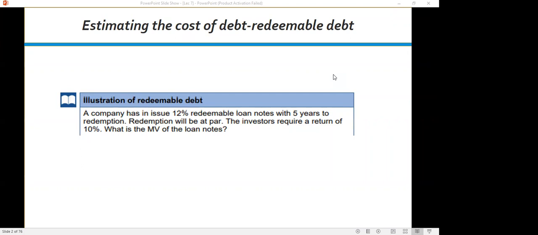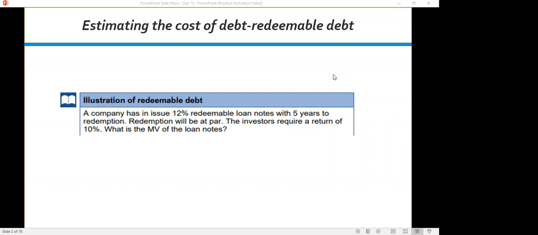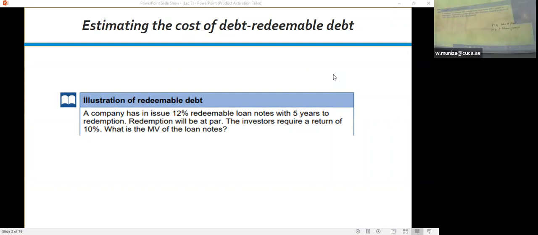Miss, can we repeat that again? I was confused. Can we repeat the calculation again? Yes, sure. If you do have your soft copy of the book with you, it's better. And I'm going to tell you the calculations, you can just see from there as well.